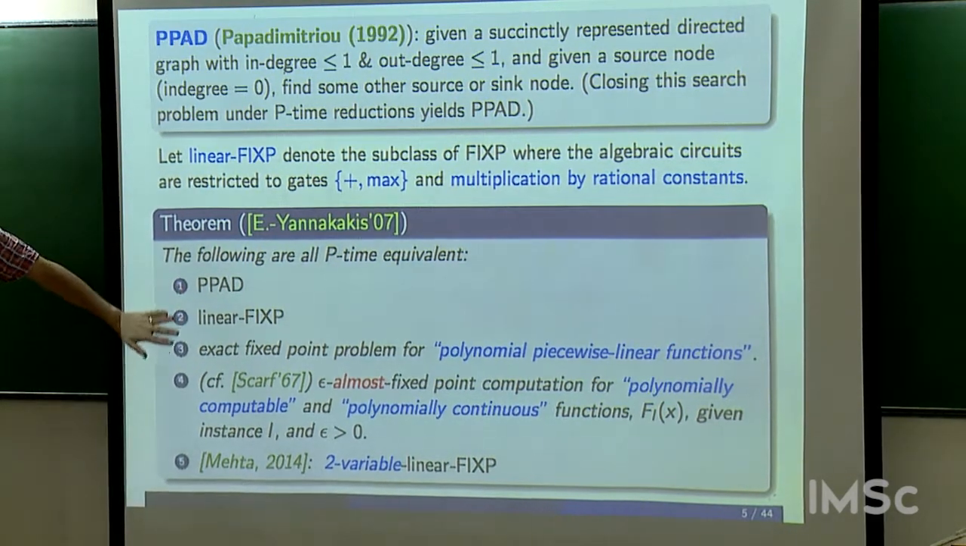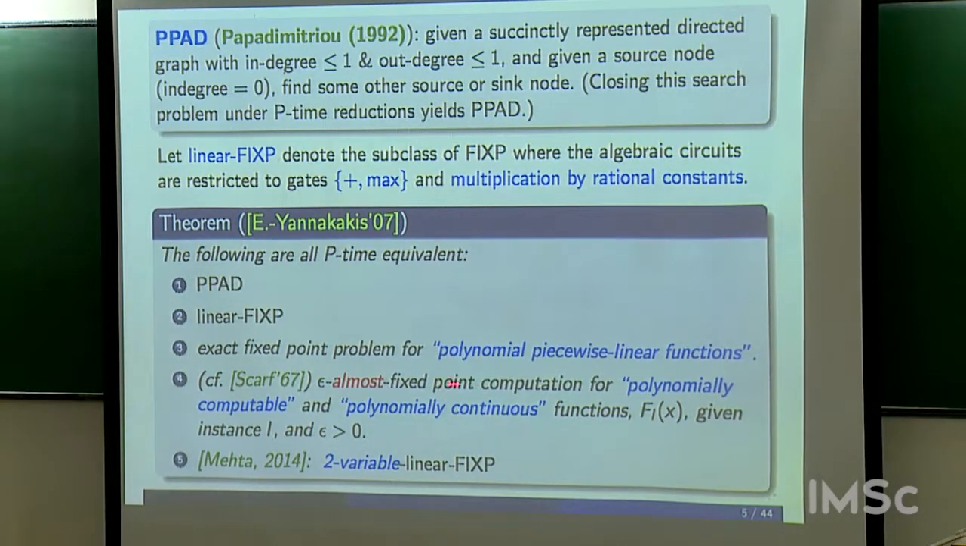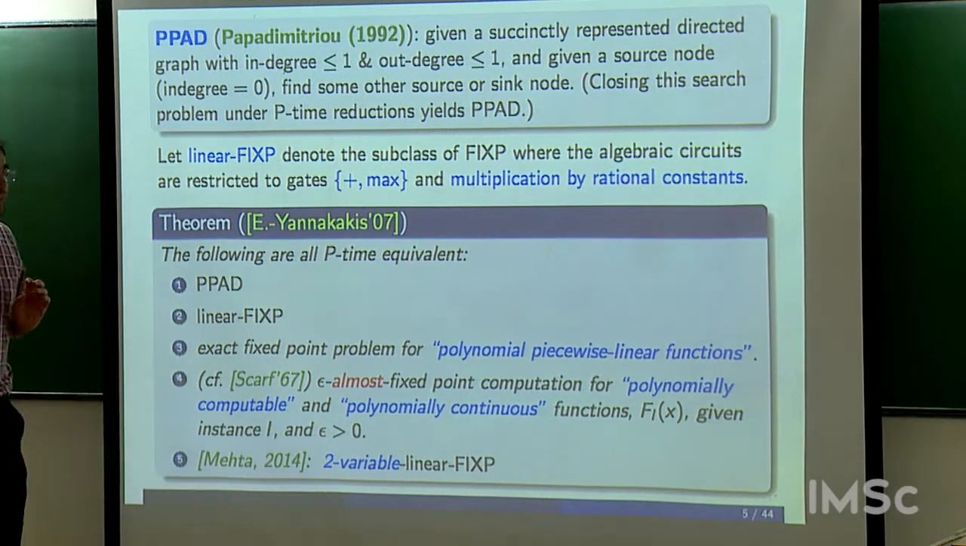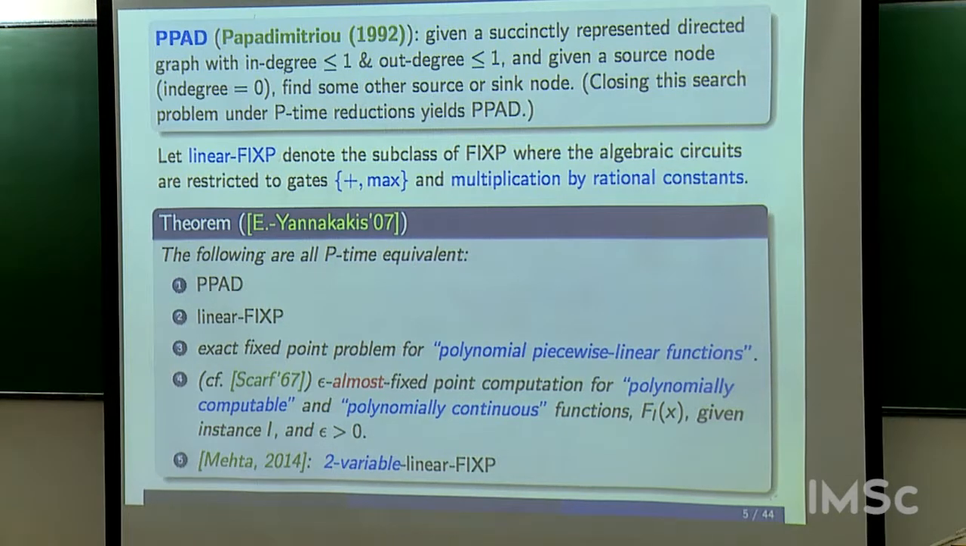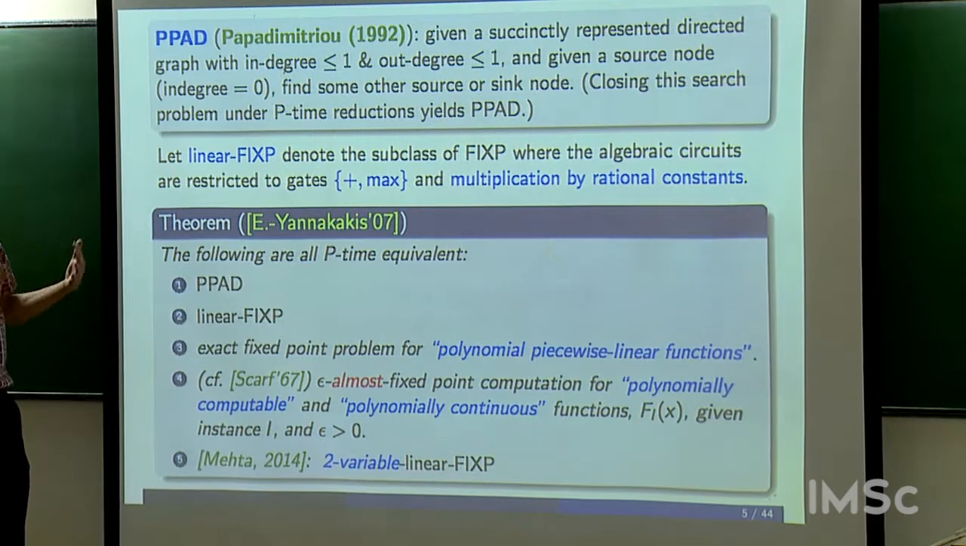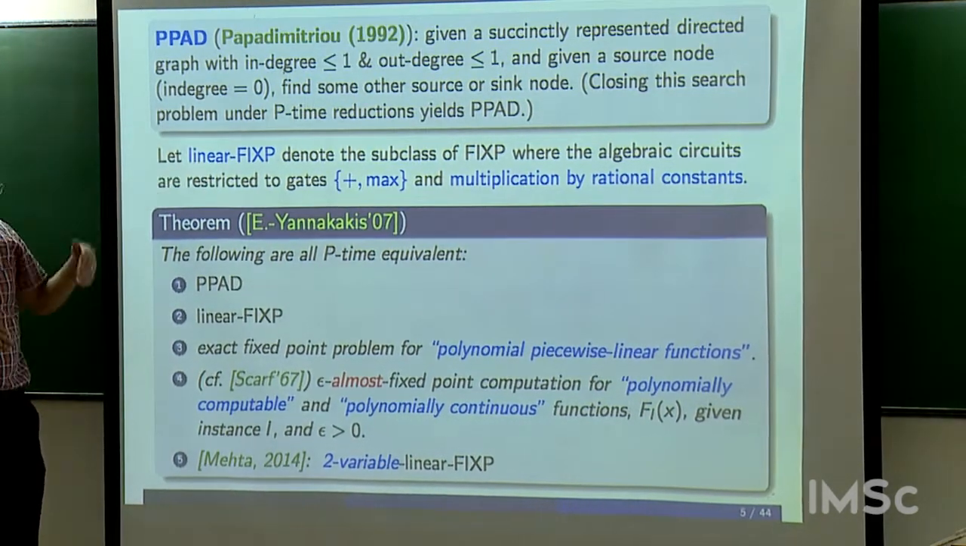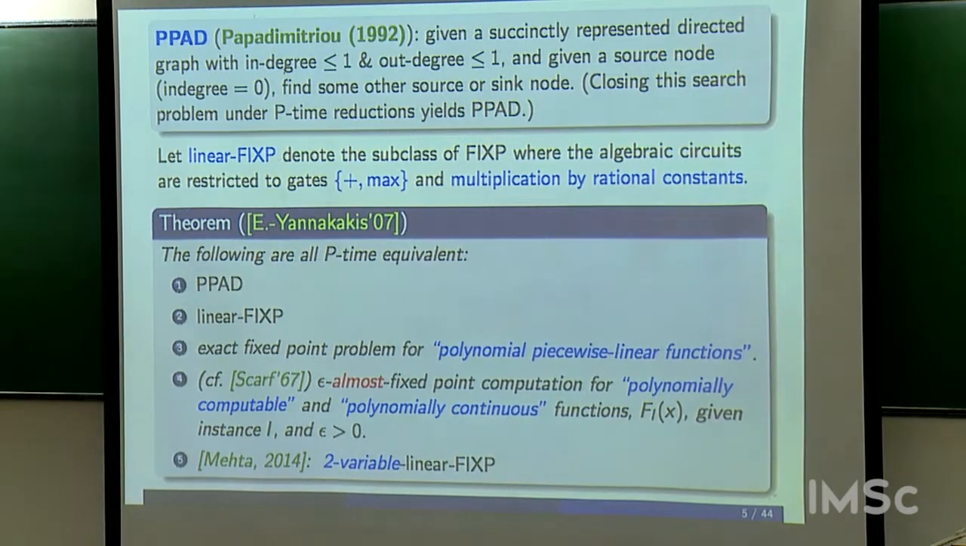Okay? And furthermore, this is also P-time equivalent to exact fixed point problems for something I'm not going to define completely formally: polynomial piecewise linear functions. So think of this as a variation of linear FIXP that allows you a little bit more flexibility. I'm not going to describe it, but it's equivalent anyway. And it follows from a classic algorithm by Scarf, and this leads to your question over there.